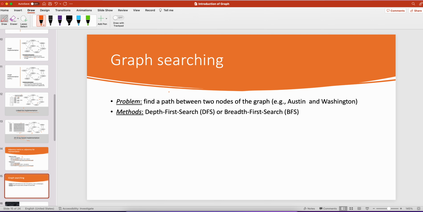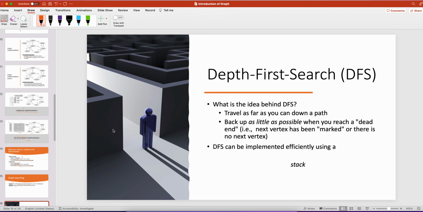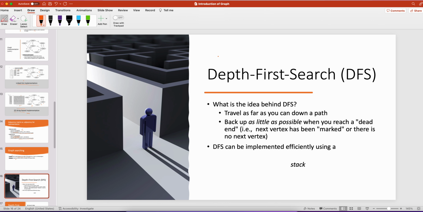Next, we will talk about the problem. For example, how to find the path between two nodes of the graph, and also we use the depth first search and the breadth first search methods. We will talk about that to see how we could use the examples to show how useful the data structure is. So in the next part we will talk about the depth first search algorithm.